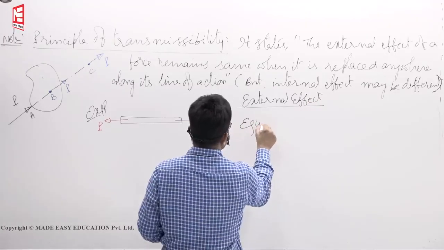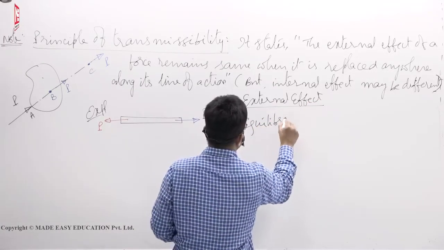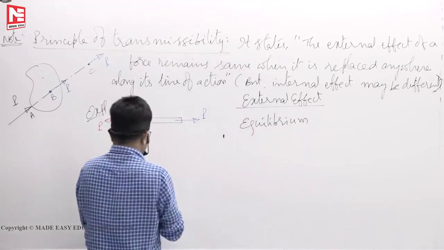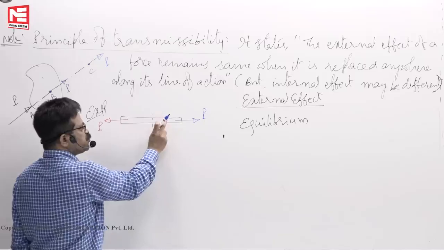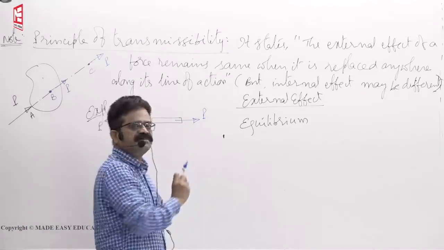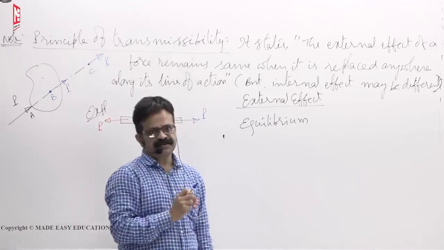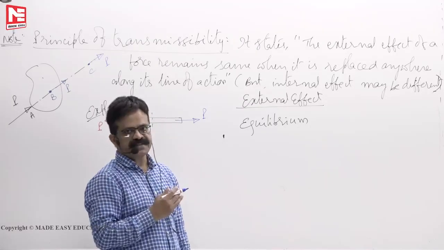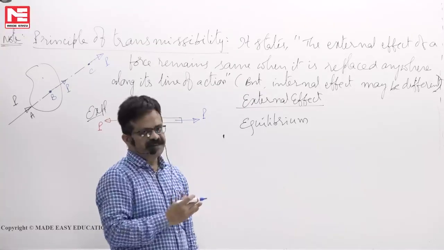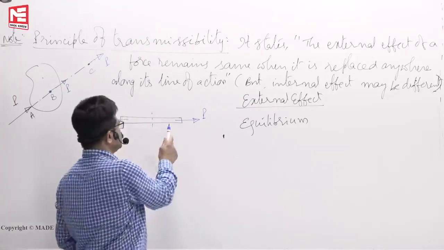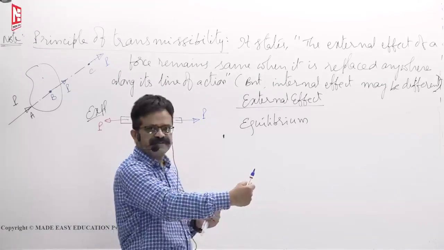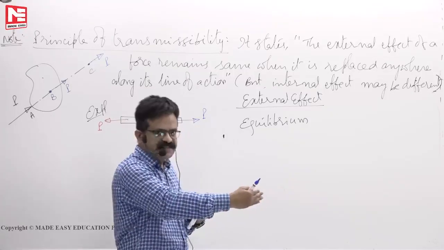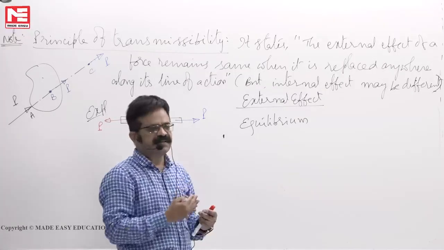External effect is that it is in equilibrium. Internal effect: if you cut here somewhere, then what will this body do on this one? Strength of materials you have studied: internal resistance offered by the material, offered by the cross section. This will exert on this one at this level a force P. That resistance is called internal resistance.